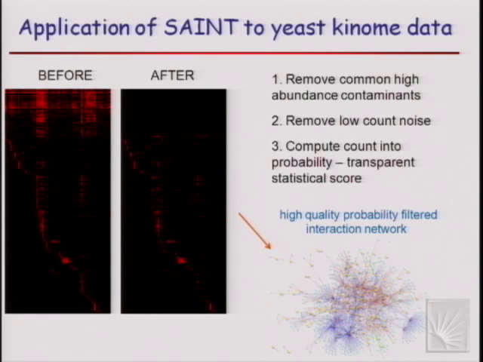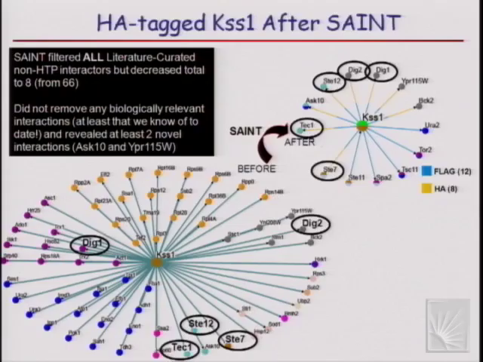Anyway, it effectively eliminates most of the non-specific binders and also low count noise, and calculates a score for each individual interaction without using network or topology properties. That's a key difference compared to Krogan and all other methods, and it allows us to reconstruct high quality networks like the yeast kinome data that Anne-Claude talked about, and really eliminate a lot of false positives. This is a kinase and its interacting partners, the proteins that come down with it, before and after statistical modeling. You see a fold change reduction in the number of proteins before and after filtering.